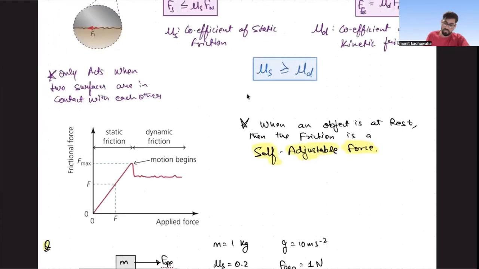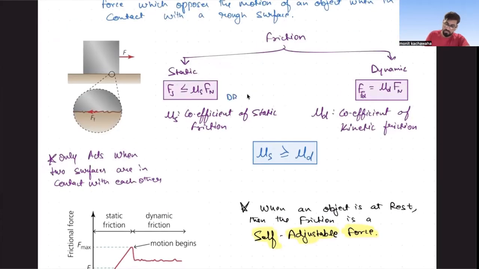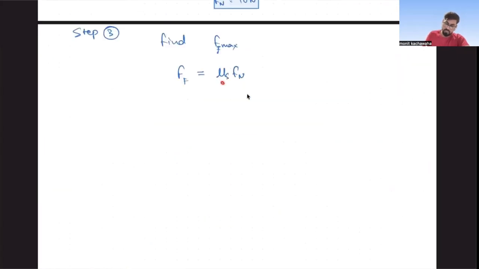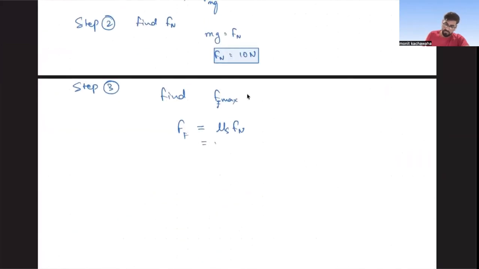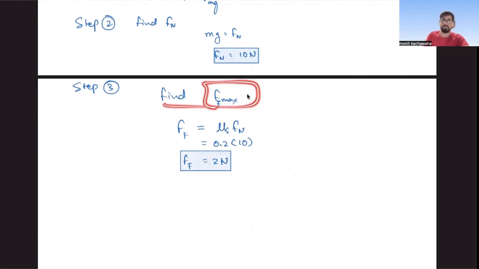Look here, that's the formula given in your data booklet. Both formulas are given in your data booklet, right? No need to worry about it. So maximum, it can be less than this, right? So maximum is what? Maximum is equal to this. So I find out the maximum: mu s into Fn. Mu s is given in the question as 0.2. Fn we already found out, so 0.2 into 10 comes out to be 2 Newton, right? So this is step 3 to find out maximum friction.